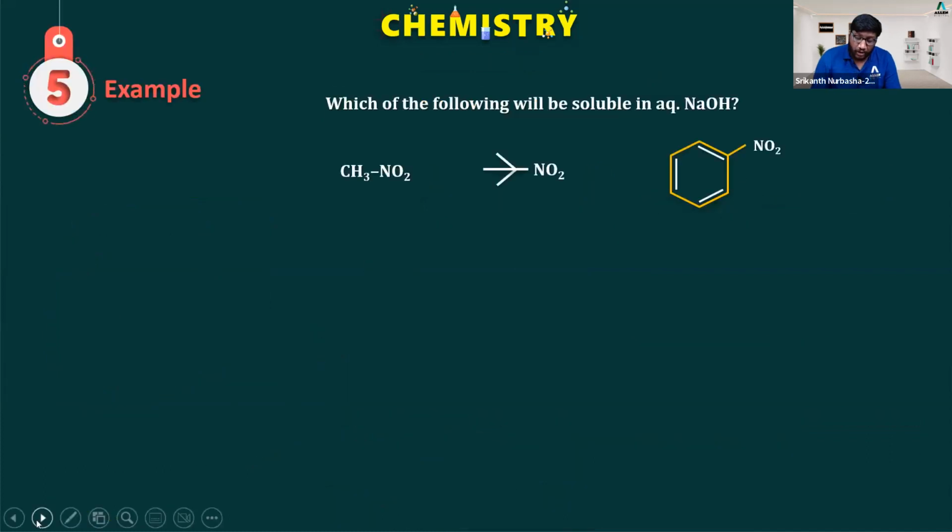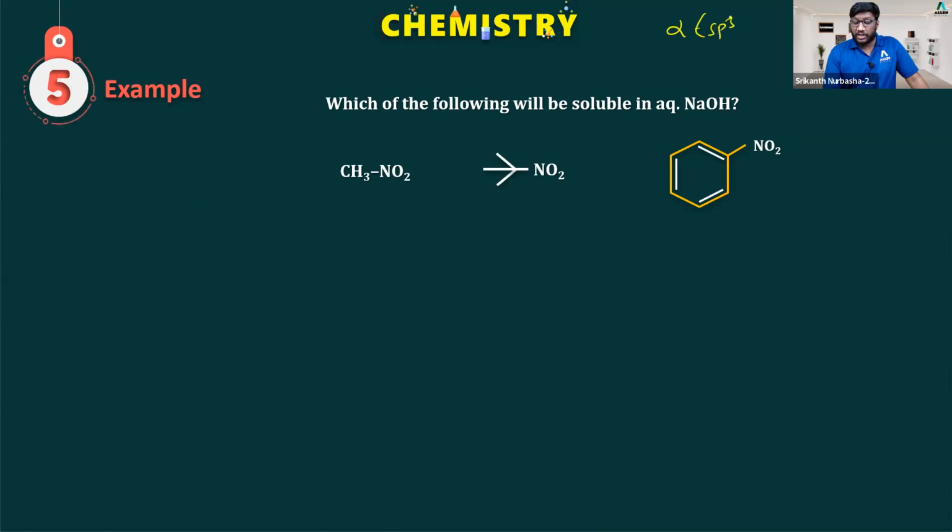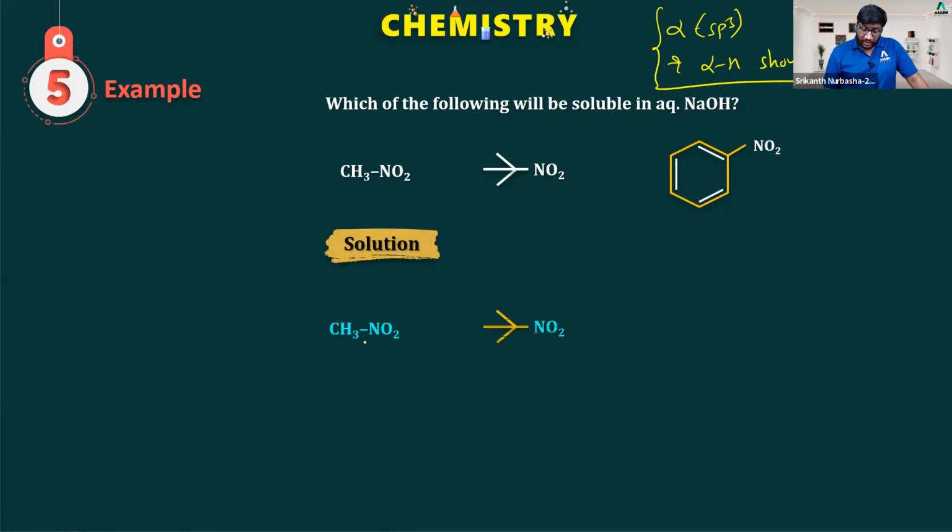Try to solve this question. Which of the following will be soluble in aqueous NaOH? This was a question. So you have to think of nitroalkane and acinitro form tautomerism. So the alpha carbon should be available, sp3 hybridized, and an alpha hydrogen should be present. The options are CH3NH2, CH3 C CH3, CH3NO2, and C6H5NO2. So think of these cases.